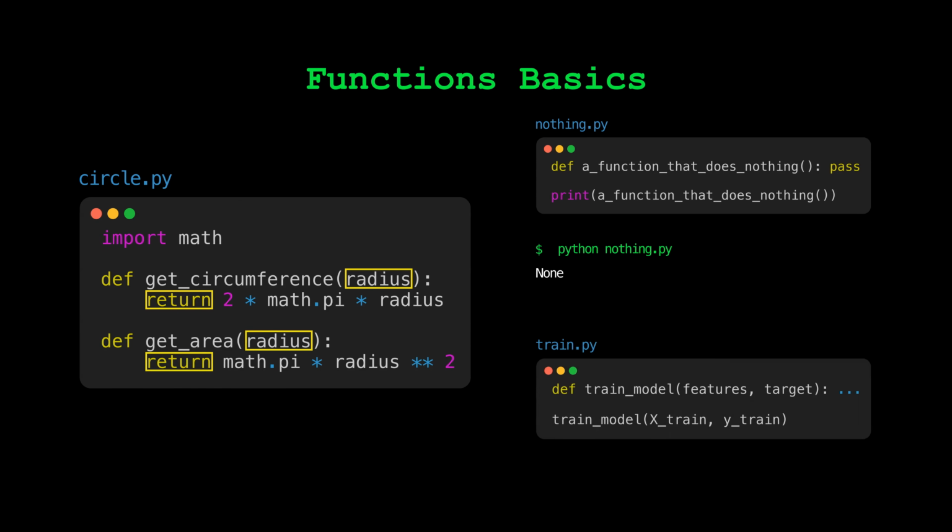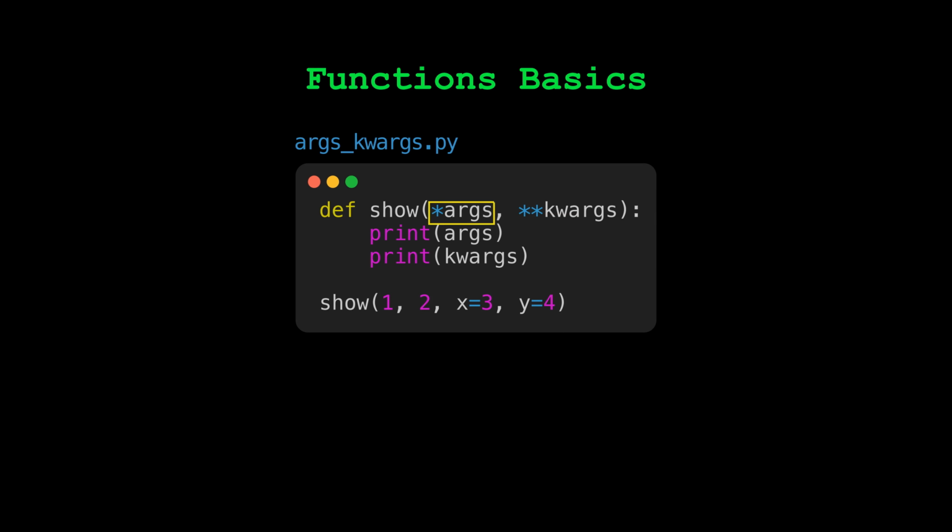A parameter is the variable listed in the function definition. An argument is the actual value passed in when it's called. That said, people use the 2 interchangeably, and you can tell which is which from context. You'll also see *args and **kwargs in function signatures. *args gathers any positional arguments into a tuple, and **kwargs gathers any keyword arguments into a dictionary, so a function can accept any number of arguments.